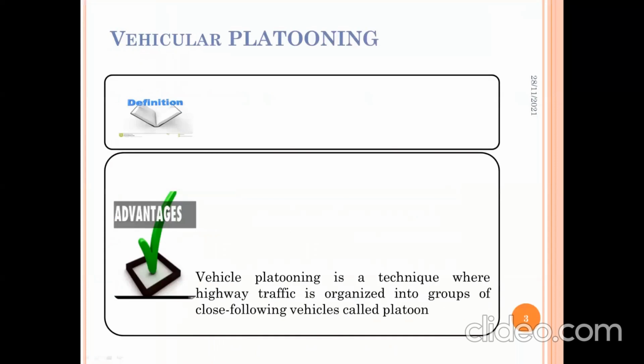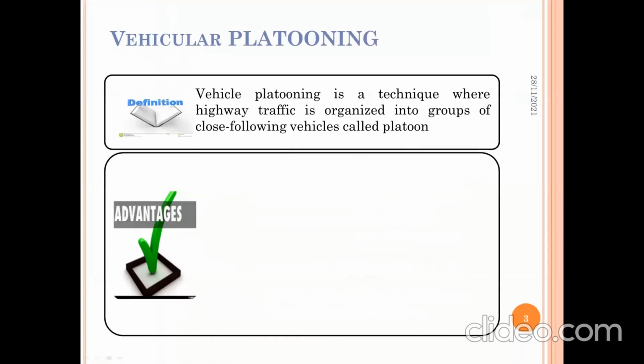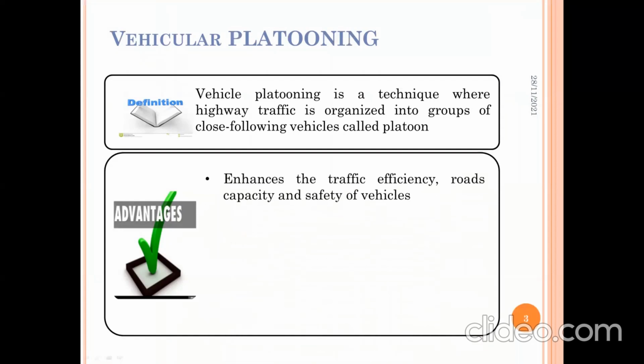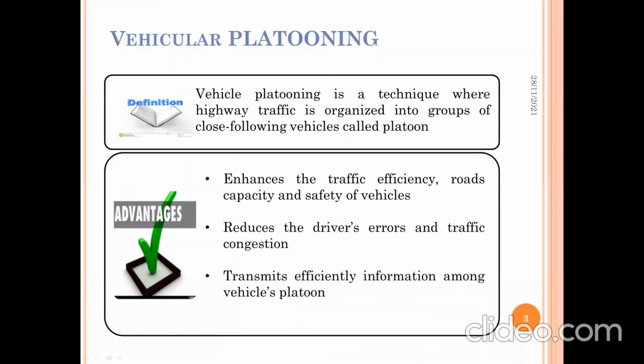Vehicular platooning is a technique where highway traffic is organized into groups of closely following vehicles called platoons. By using vehicular platooning, we can enhance the traffic efficiency, the road capacity, and the safety of vehicles. We can reduce the driver's error and traffic congestion, and we can transmit information efficiently among vehicles in a platoon.